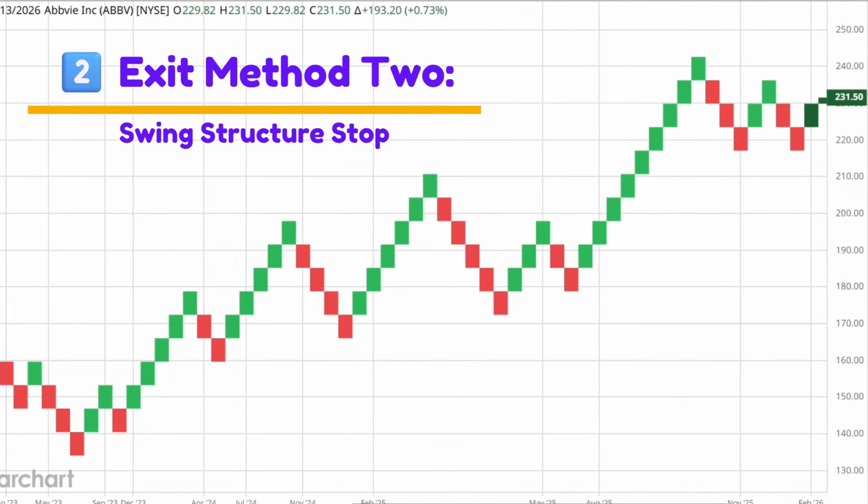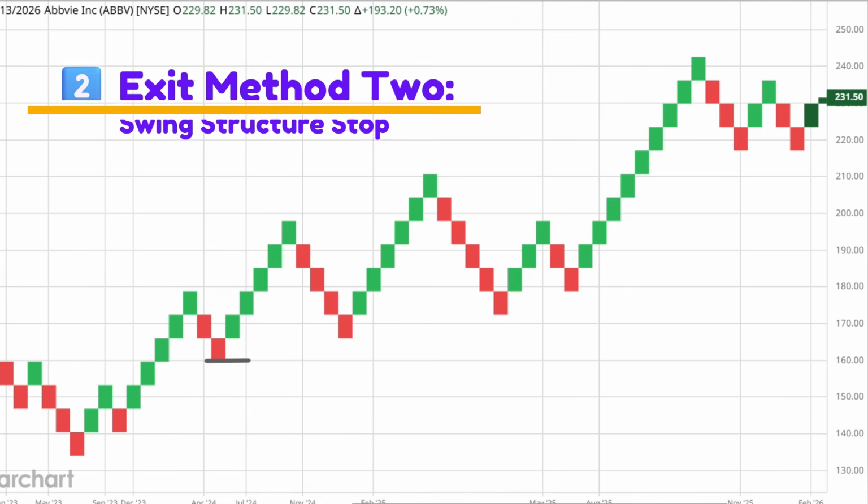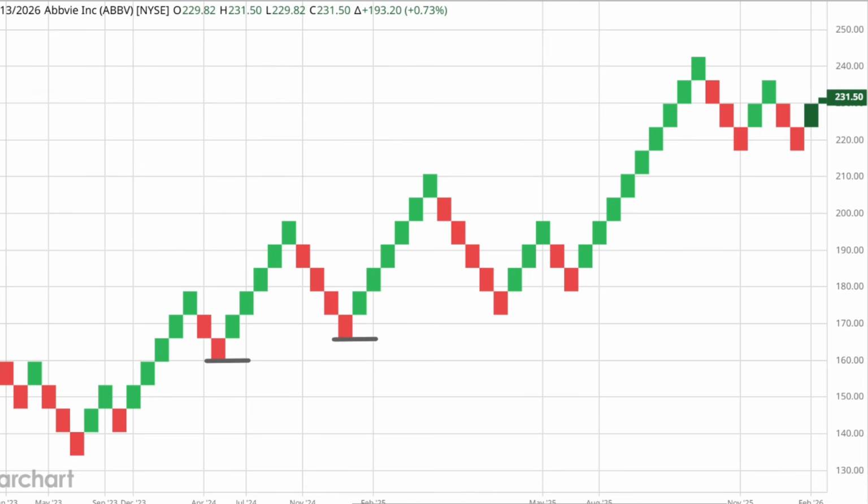The second method is swing structure stop. Instead of using a fixed distance, this method places the stop beyond the invalidation swing. If price breaks that swing, the trade idea is no longer valid. This aligns naturally with how Renko trends form. You're letting market structure decide when you're wrong. The trade-off is that stops can sometimes be larger, but they are usually more meaningful.